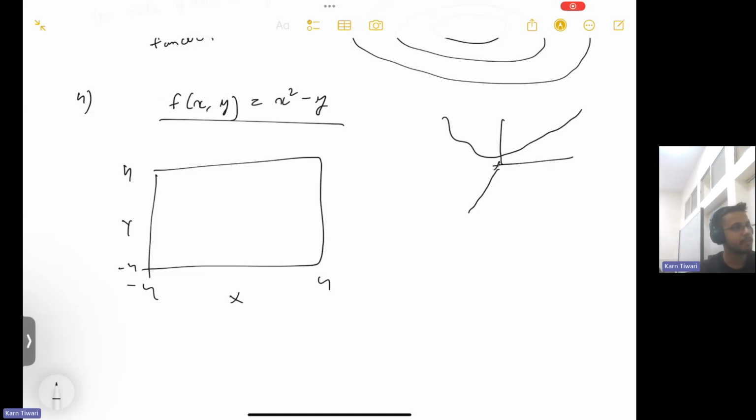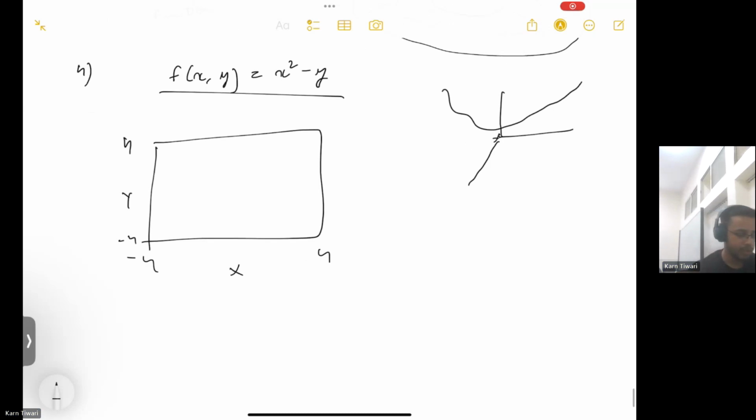So see, the trick for solving this kind of problem is, first of all, x square minus y is given. If y is 0, suppose, my function will look something like x square only. Okay, if y is 0, my function is just x square. If x is 0, my function is just minus y. Okay.